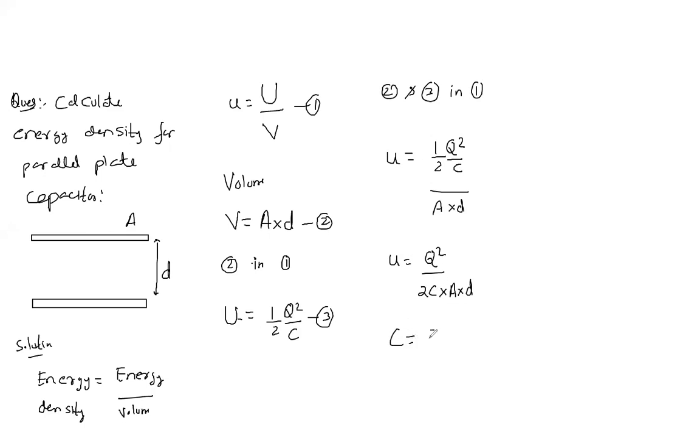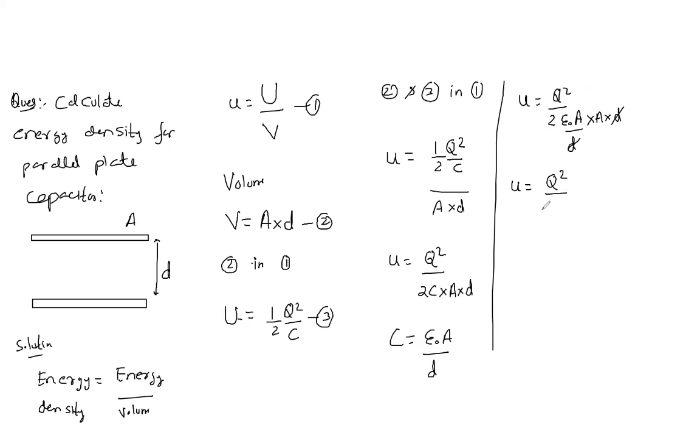Next, we can write your capacity as epsilon naught A by d. This is the expression of capacitance. So your energy density comes out to be Q square by 2 epsilon naught A by d into A into d. You can just cancel this d with this d, and energy density comes out to be Q square by 2 epsilon naught A square.